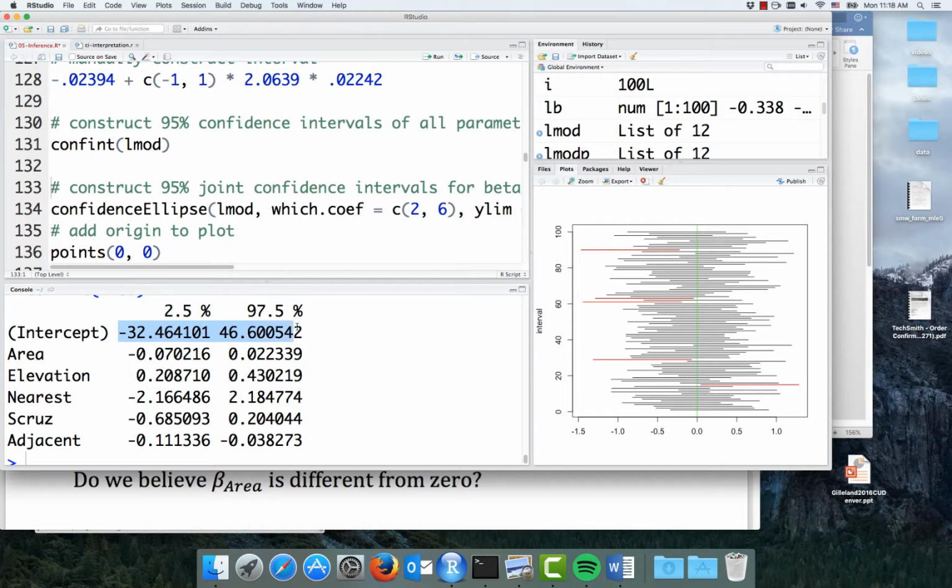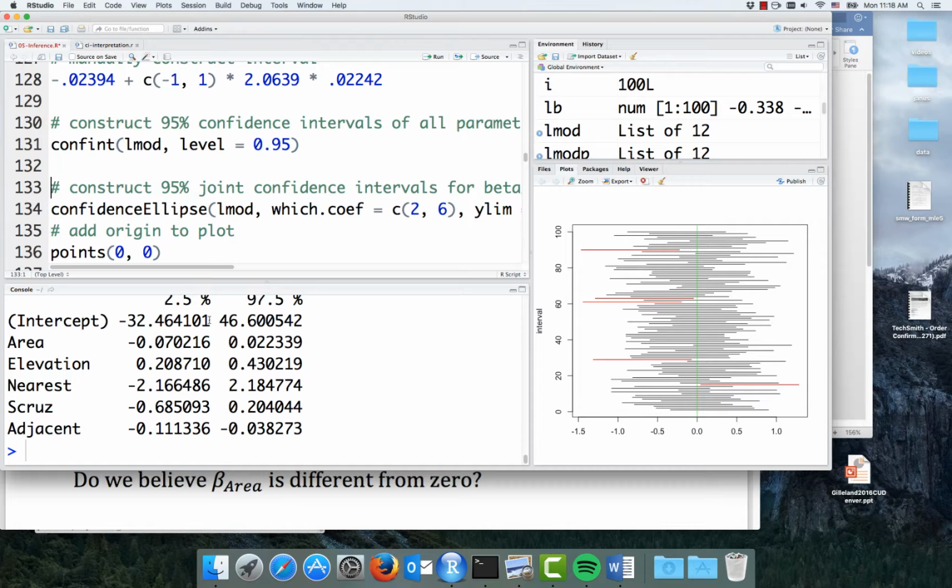So this is a 95% confidence interval for the intercept. This is a 95% confidence interval for the area coefficient. This is a 95% confidence interval for the elevation coefficient, etc. So these are individual 95% confidence intervals. And if you want to construct a confidence interval at a different level, then you actually just need to change the level argument.